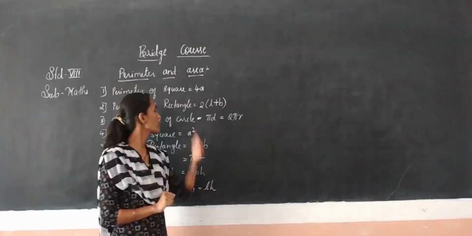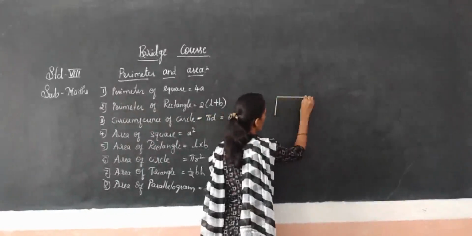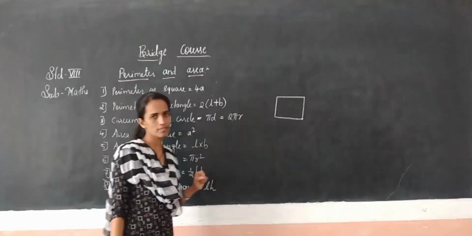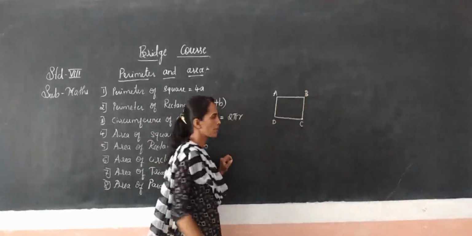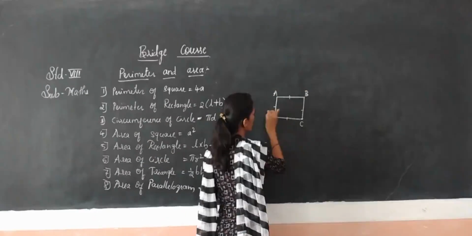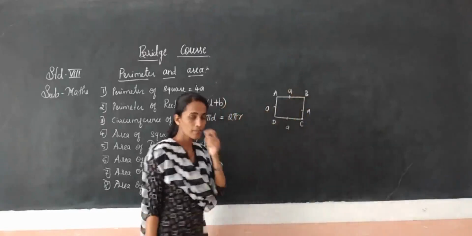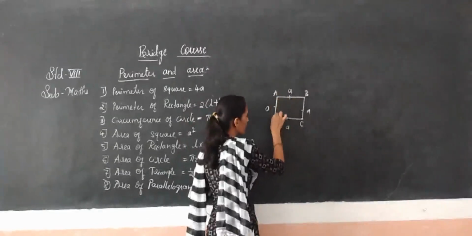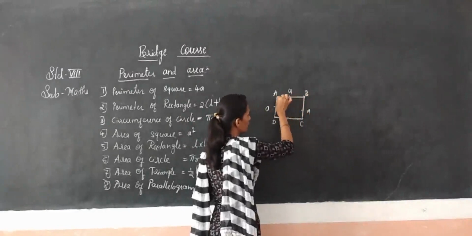For example, here we have taken the perimeter of the square. A square is a plane figure. It has all the sides equal. This is a square, ABCD is the square. In that, all the sides of the square are equal, so you can take all sides as a units here. Okay, so then what is the perimeter? Perimeter means we have to measure the edge, meaning the length of the edge of the square.